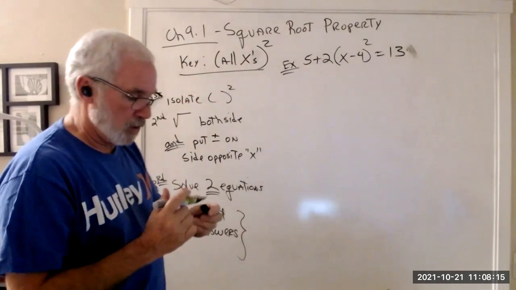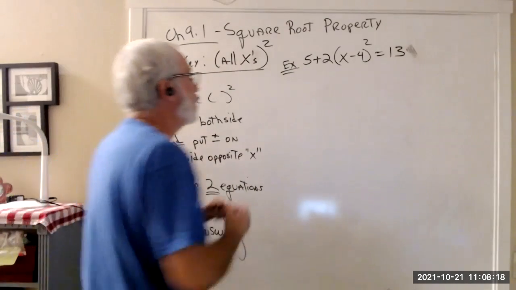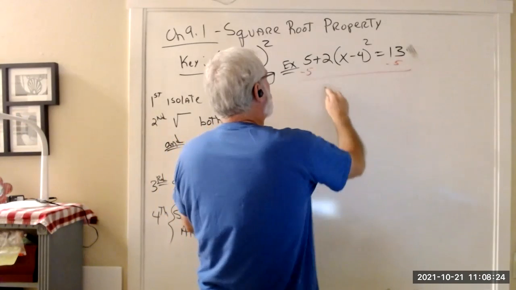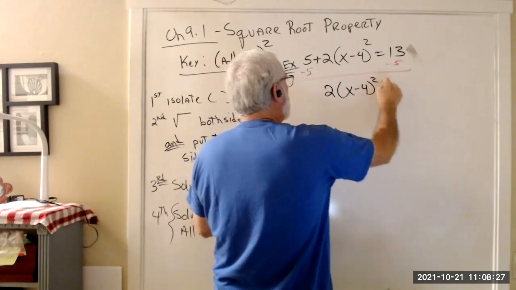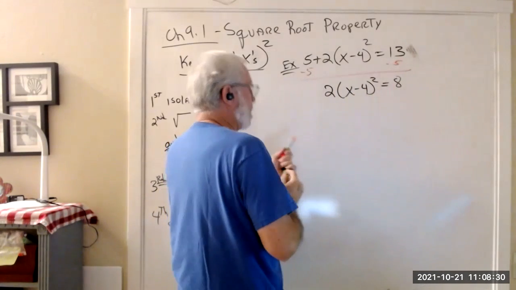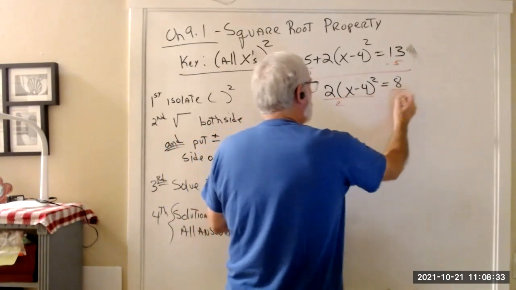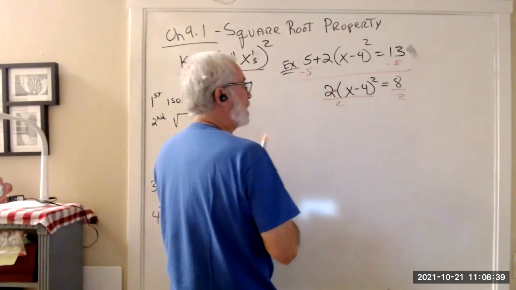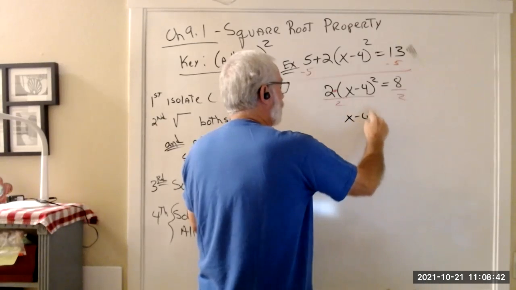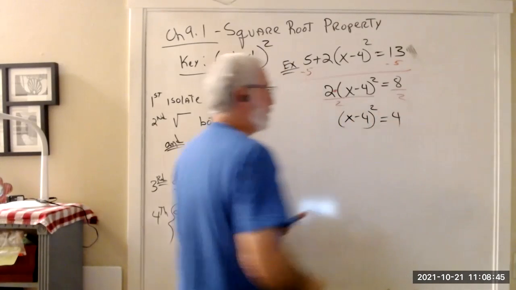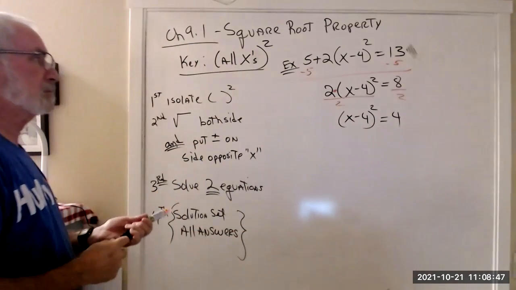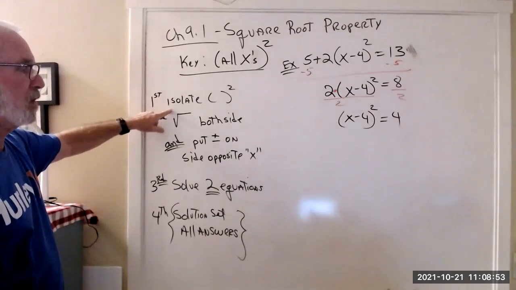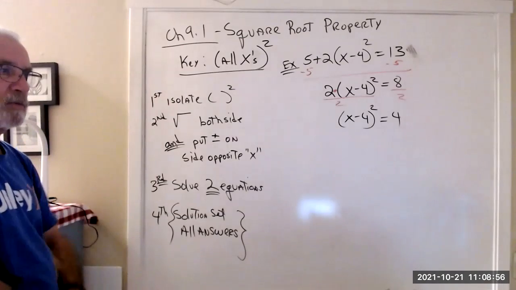So we're going to isolate the quantity squared. That means we're going to first get rid of the 5. So that gives us 2 times the quantity x minus 4 squared equals 8. We're going to divide both sides by 2, because remember, when you write 2 parentheses, it means 2 times, so you have to divide. So now you get x minus 4 quantity squared equals 4. Okay, so that's all built into step number 1. Isolate the quantity squared.